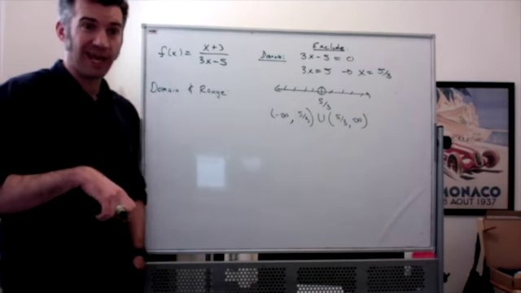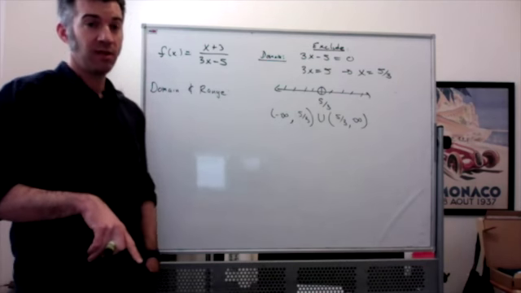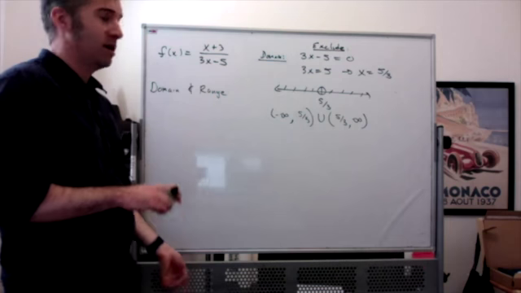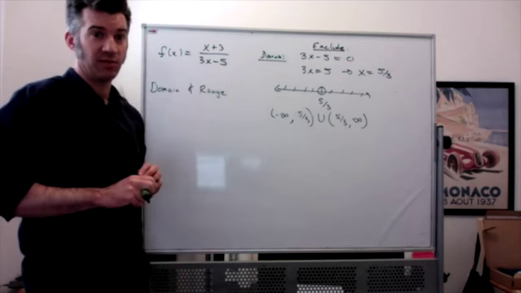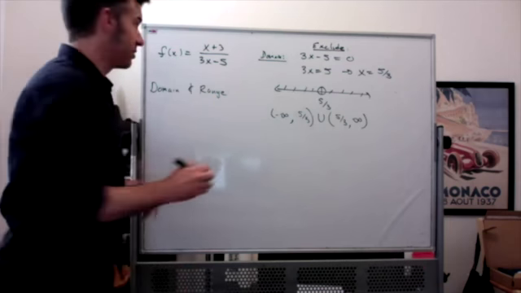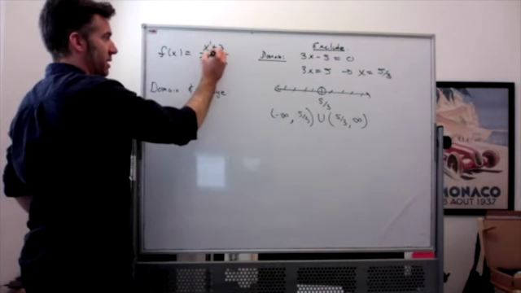Now, you might be able to guess what's not in the range, because if you look at this function, you might know that the horizontal asymptote is 1/3, right? The degrees are the same, x to the first and x to the first.